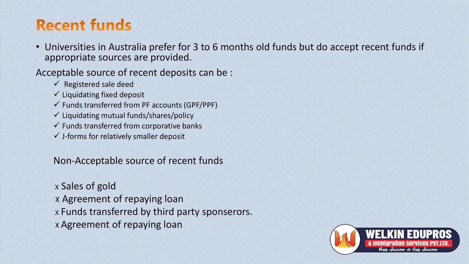Now the most important question is, what about recent funding? Like I had told you already, the funds should be maintained for at least 3 months. If funds are not 3 months old, if it is a recent transaction into the sponsor's savings account or FD, then we have to present the source of these funds. Where has this money come from? Now below are some points through which we can justify recent deposits in savings or FDs.